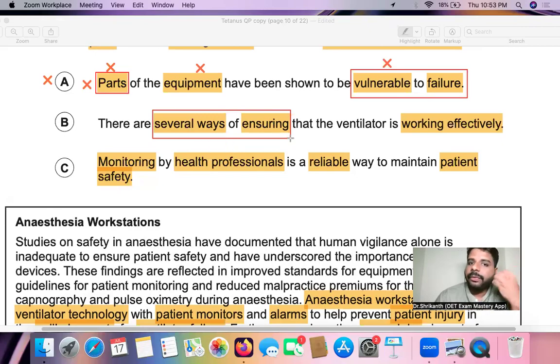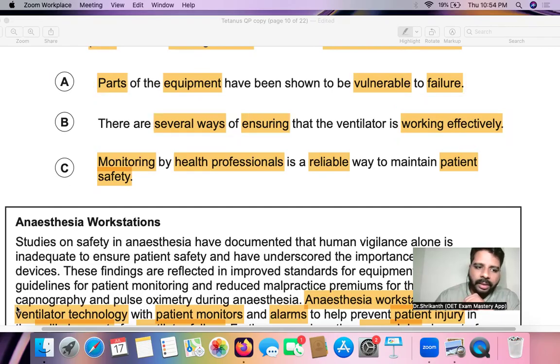There are different methods of ensuring whether the ventilator is working effectively or not. So don't you think this is mentioned? The keyword is mentioned: ventilator working effort. And what about the different ways? Is that mentioned? That is also mentioned. Now let's see where it is mentioned over here.